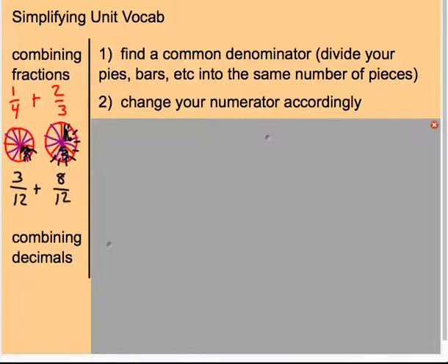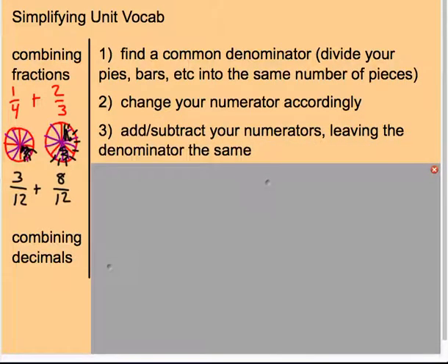So we have to make sure that all of those pieces that were initially shaded when we had 1/4 and 2/3, we're still getting all of them. So make sure you change your numerator the same way that you change your denominator. And then we add or subtract our numerators, leaving the denominator the same. Remember, the denominator represents how many pieces our pizza is cut into. That doesn't change. What changes is the amounts that I'm combining, which is what the numerators represent. So if we counted all of our slices from both pizzas, we would have 11/12ths of a pizza that we ate.